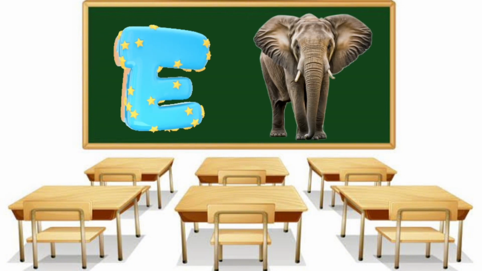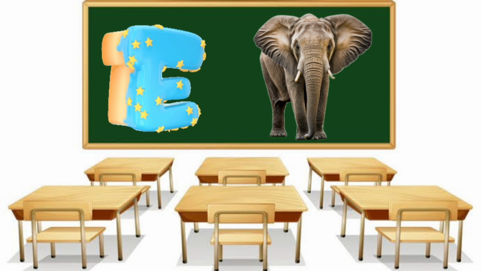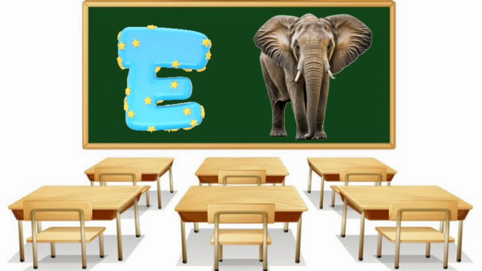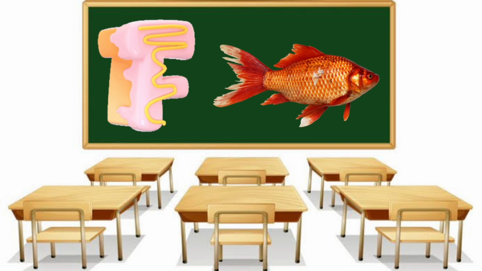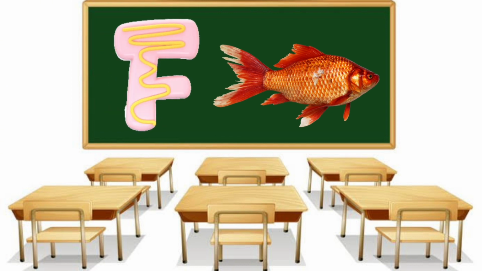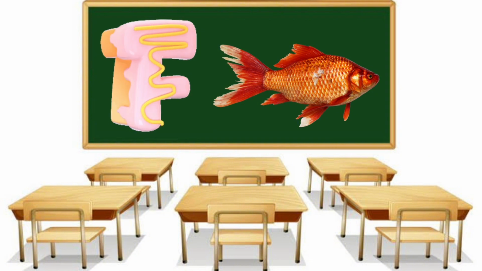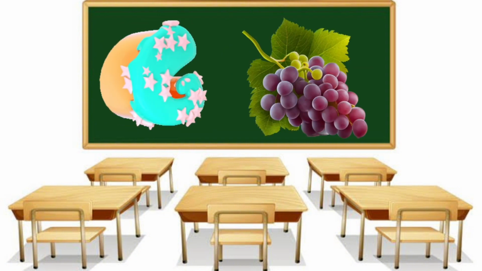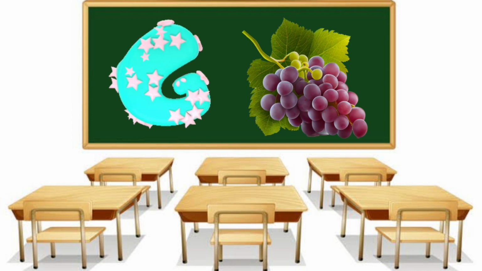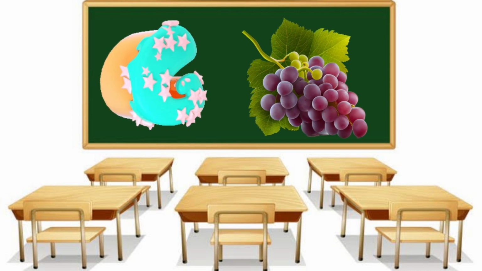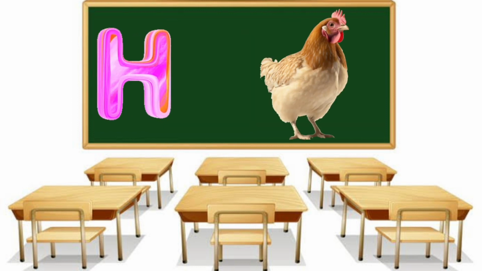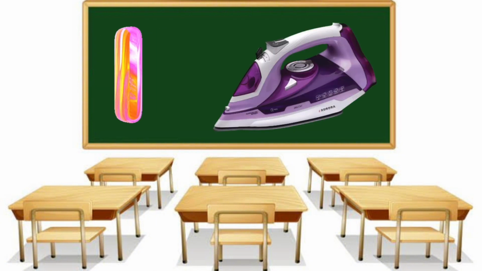E is for elephant. F is for fox. F is for fish. Fish. Fox. G is for grass. Grass. H is for hand. Hand. I is for iron.